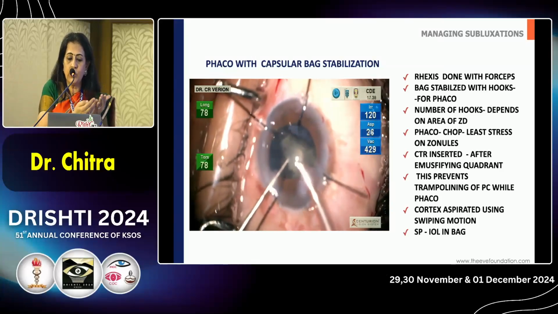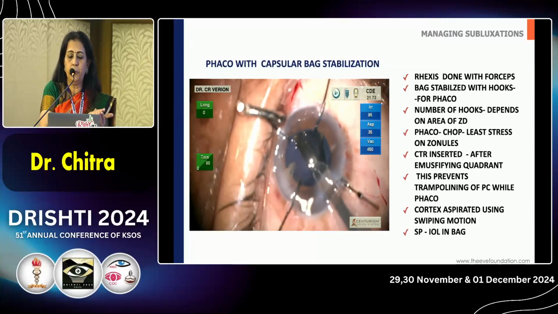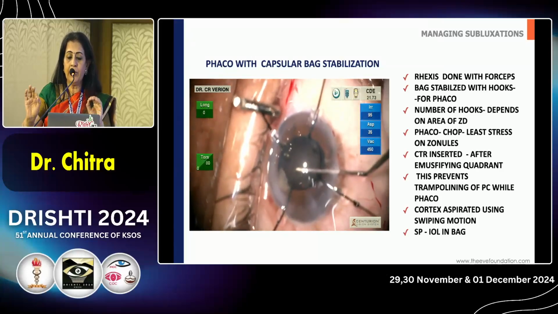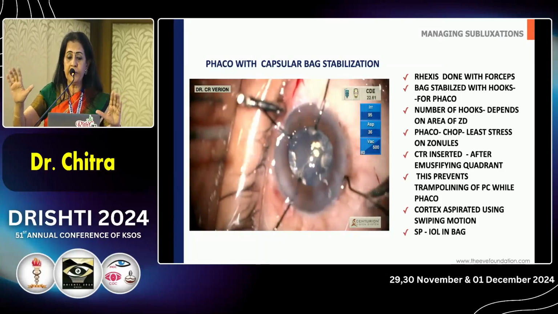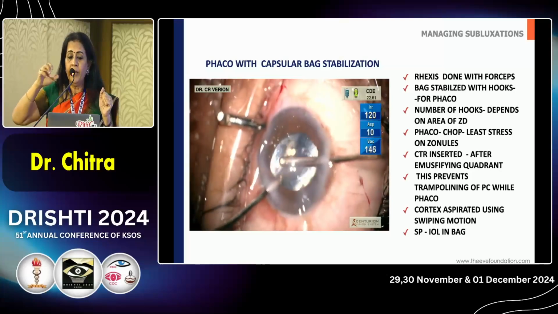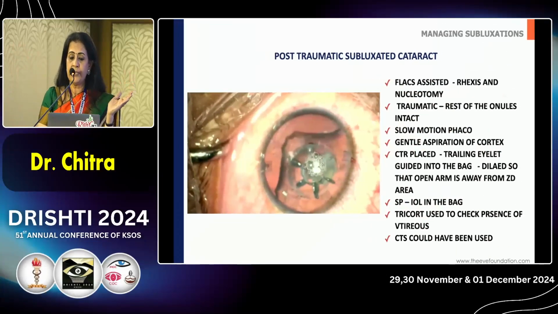And then I do a supracapsular phacoemulsification, keeping my phaco probe in the pupillary area. And then I put my lens inside. The cortex is still there. The lens is pushing back the PC because it could come trampolining in. And then I remove the iris hook and then I remove the cortex. There are these steps which you need to take.